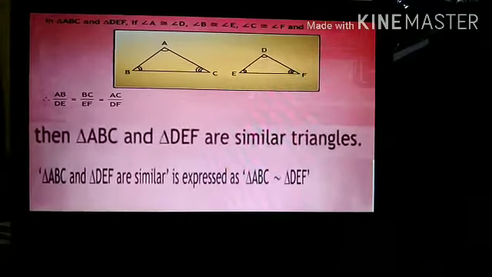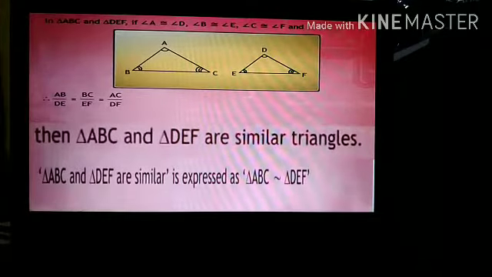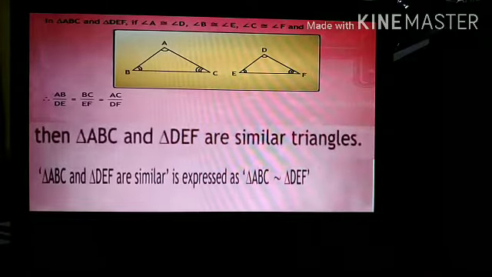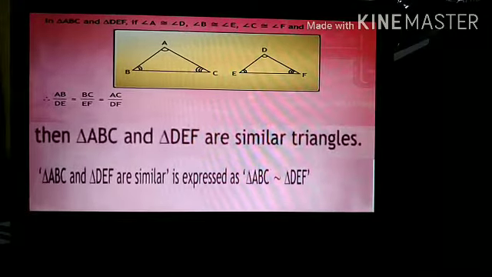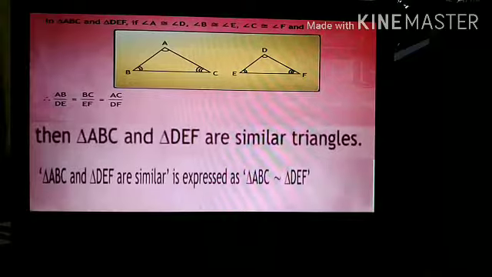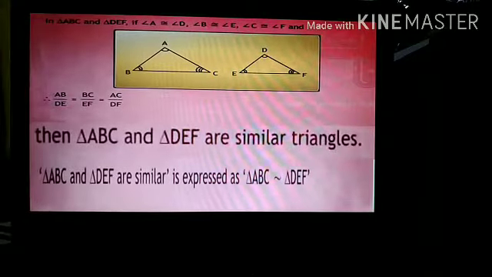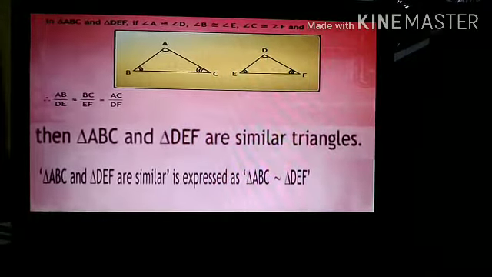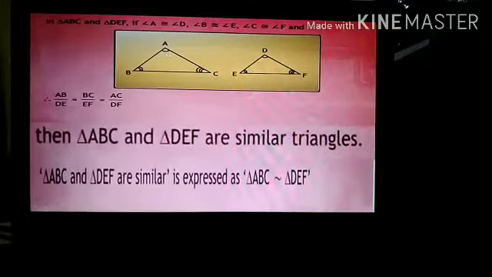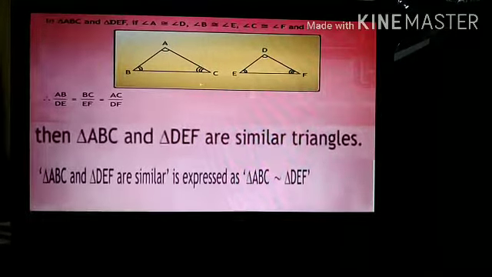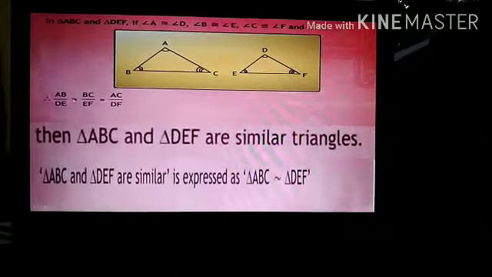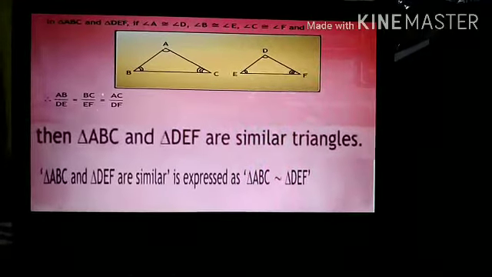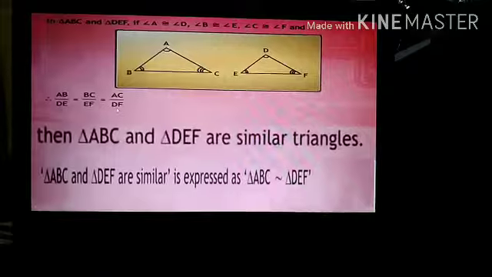In our previous sessions, we have seen that if two triangles are given and the angles are congruent and their sides are in proportion, we can say that the two triangles are similar. As you can see in the example on the screen, we have triangle ABC and triangle DEF, where angle A is congruent to angle D, angle B is congruent to angle E, and angle C is congruent to angle F, and the sides of the triangles are in proportion, that is AB upon DE is equal to BC upon EF is equal to AC upon DF.